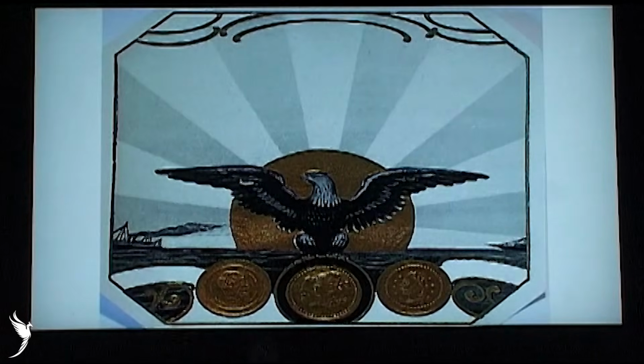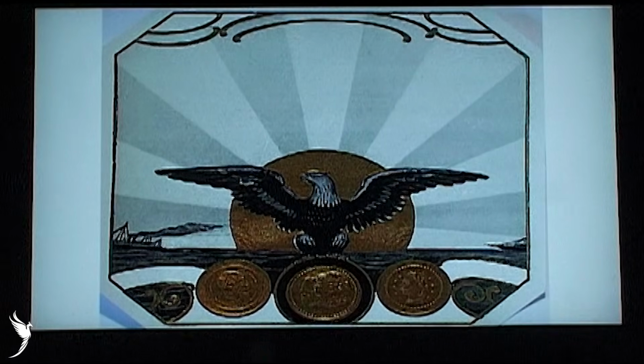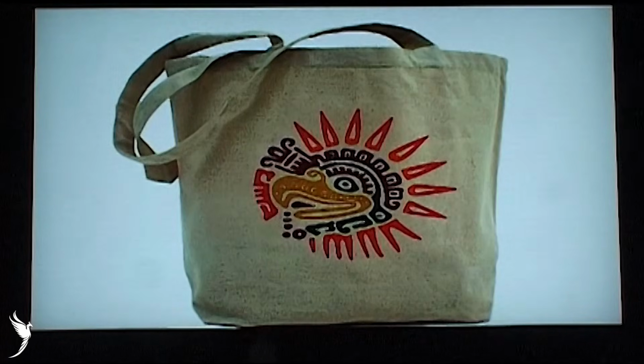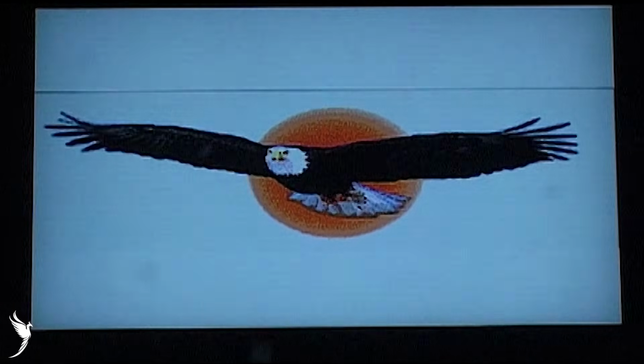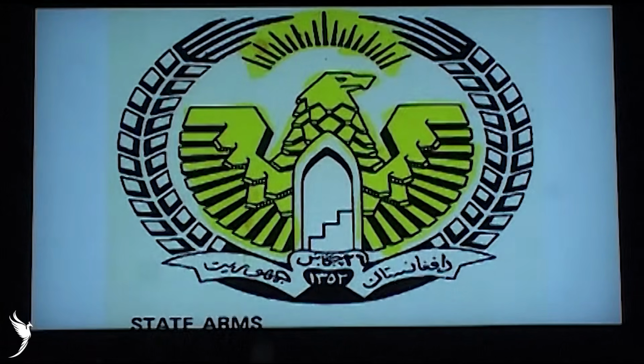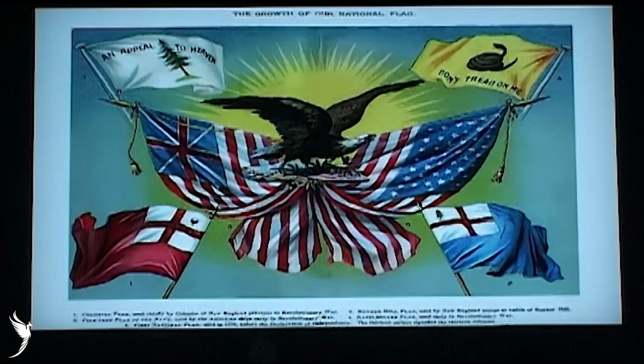The reason why this is important, because we're talking about a secret society that is based on the Illuminati, if not that very society itself. And the most important symbol of the Illuminati is the sun, because it brings light into the world. And as I said, it was always represented in the ancient world by an eagle. Even state arms around the world have the sun and the eagle.